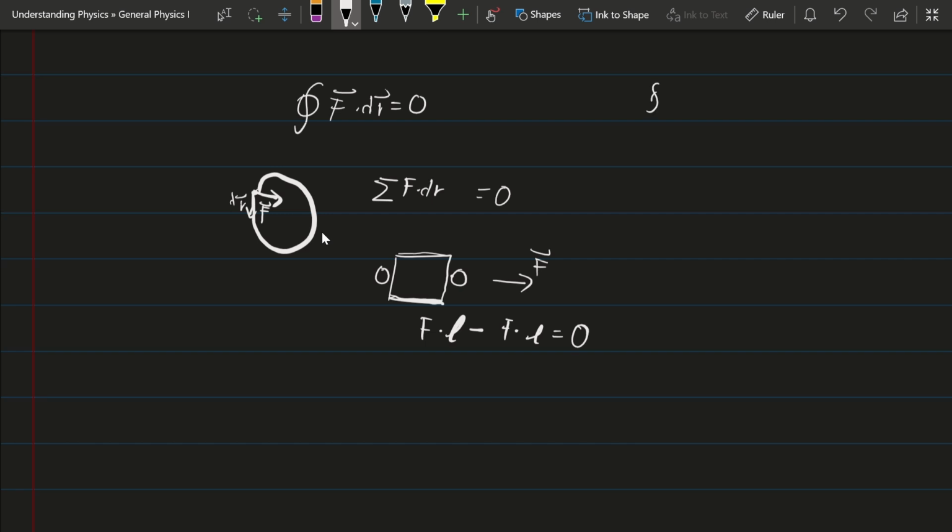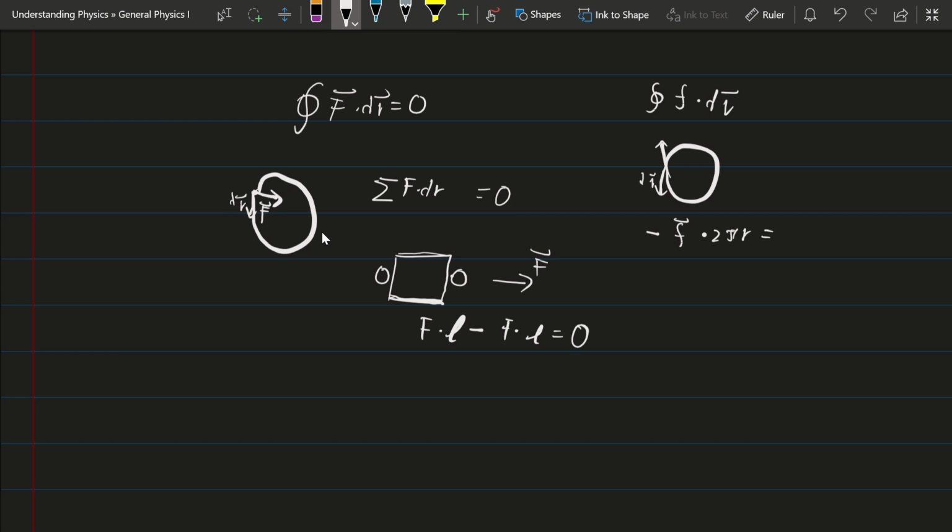Unlike a conservative force, a non-conservative force can be discussed using friction. If you do this with friction over the entire circular path, friction would go in this direction, while the dr goes in this direction. This will result in a negative of the friction, multiplied by 2 pi r, which is the circumference of the circle. This is where you would later require vector calculus.